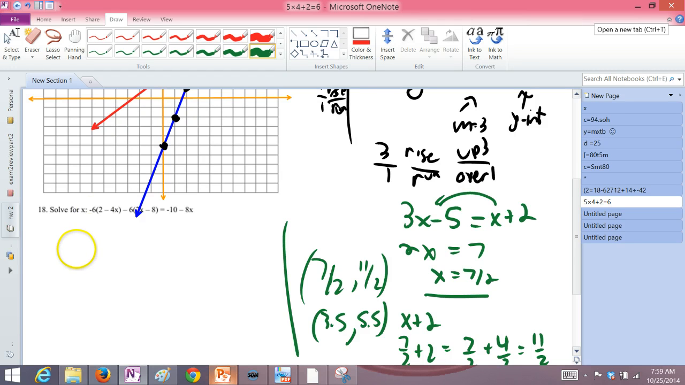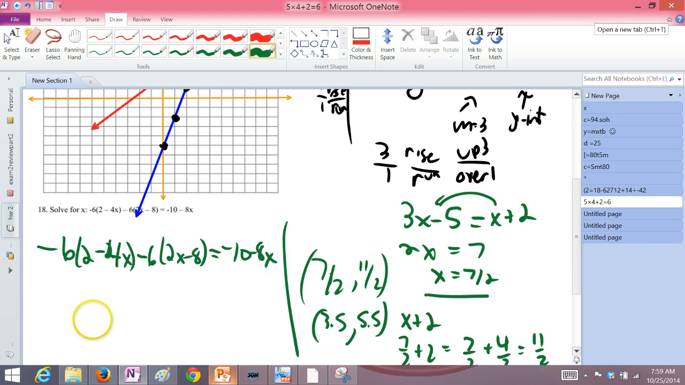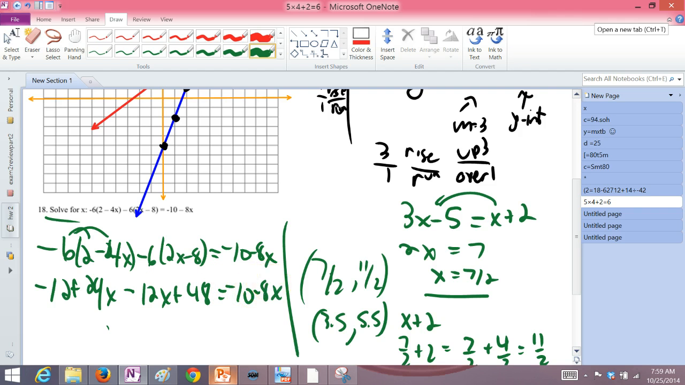The second question here is: -6 times the quantity 2 minus 4x, minus 6 times the quantity 2x minus 8, is equal to -10 minus 8x. Solve for x. So this is linear. Just want to distribute here. -12 plus 24x, -12x plus 48 equals -10 minus 8x.